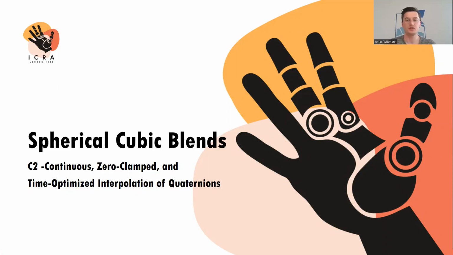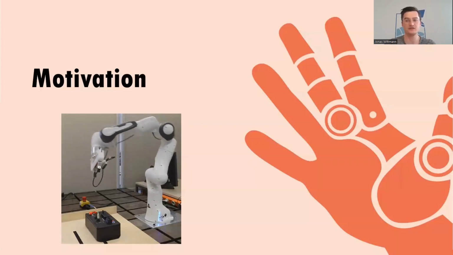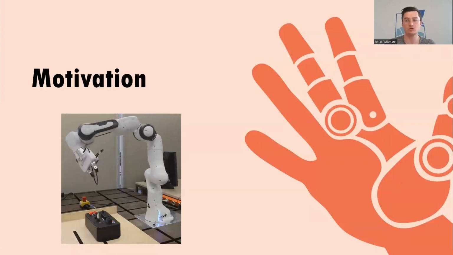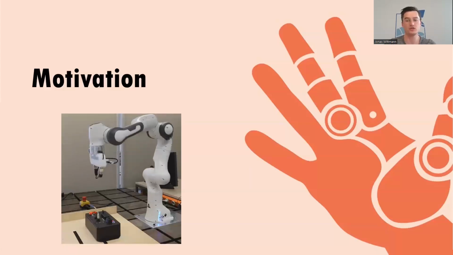We introduce spherical cubic blends, our method to interpolate rotations. Our motivation is that we want to compute the trajectory for our robot's end effector as shown in this video. Thereby, we want to interpolate several given rotational waypoints. Last ICRA, we proposed a method to interpolate waypoints in configuration space.